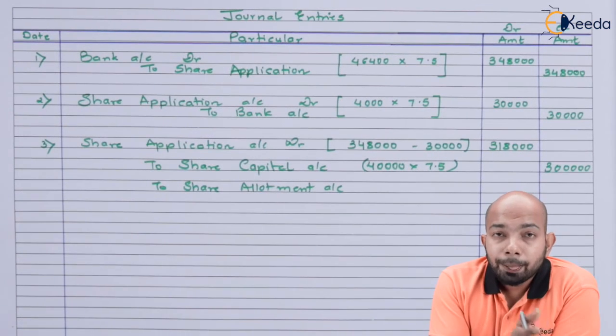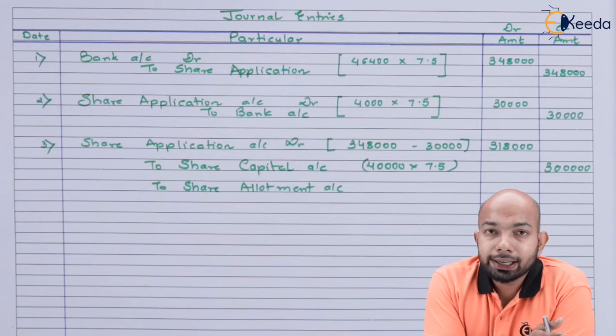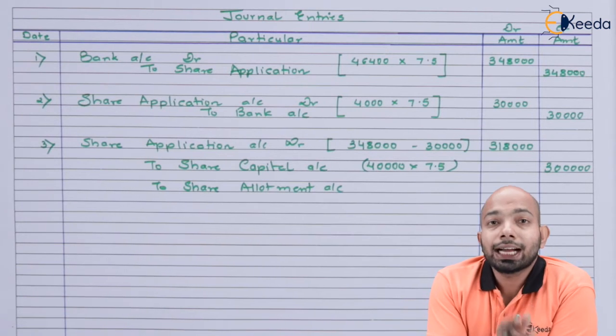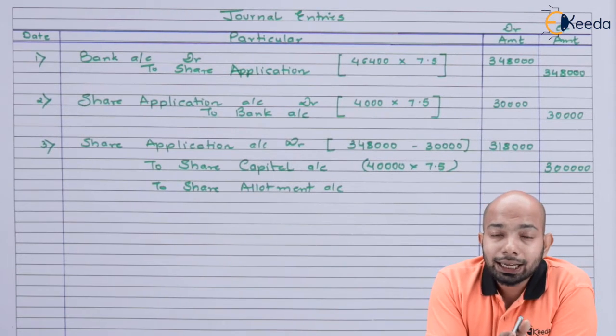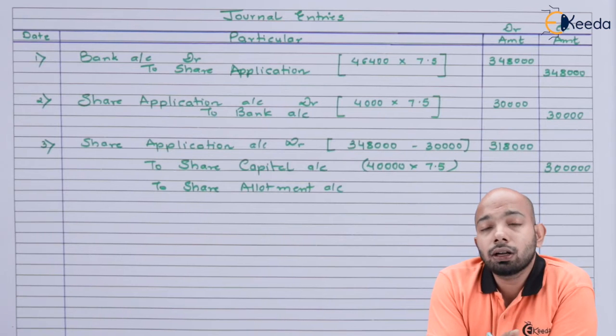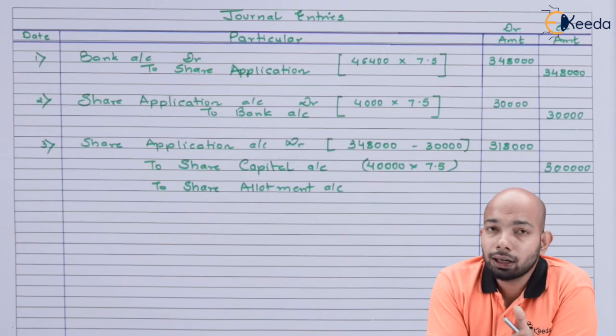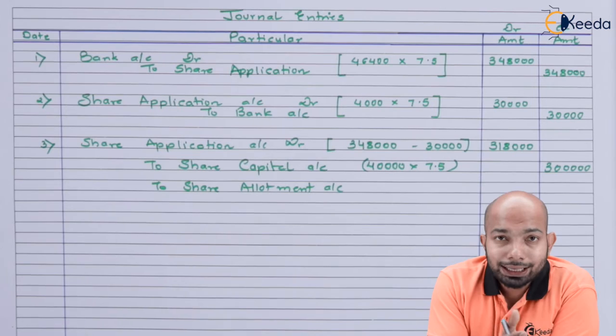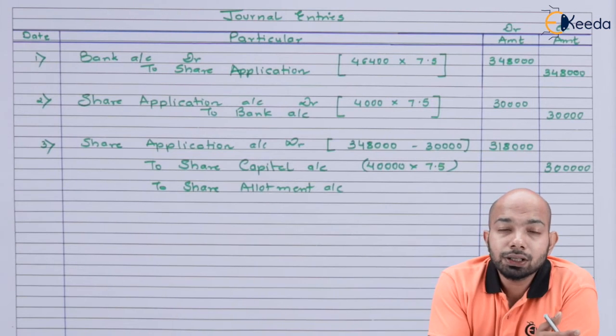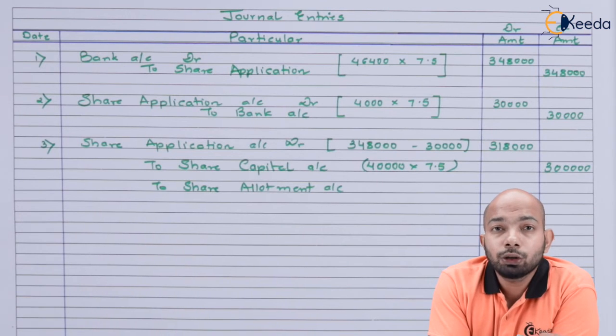So if you can see, share application has a balance of 3,18,000, out of which the actual application money is 3 lakh rupees. So the balance 18,000 is the allotment money, or rather the excess in allotment that we can use. Hence, when the allotment is due and we are supposed to receive the allotment money, we will by default receive this much amount less as compared to our own expectations.